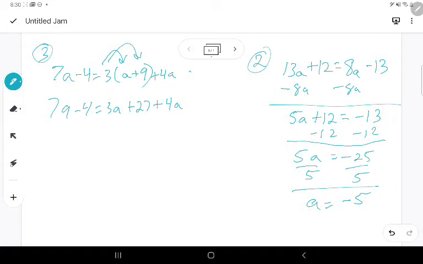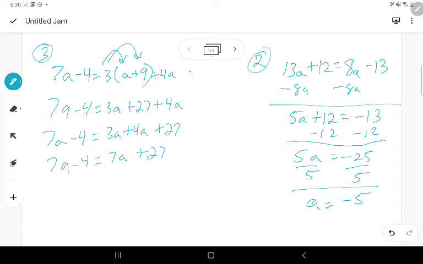Now, we have a's on both sides of the equal sign, but you will see that there are two a's on the right side of the equal sign. We have to combine our like terms before we move forward. So we'd have 7a minus 4 equals 3a plus 4a plus 27. So 7a minus 4 equals 7a plus 27.